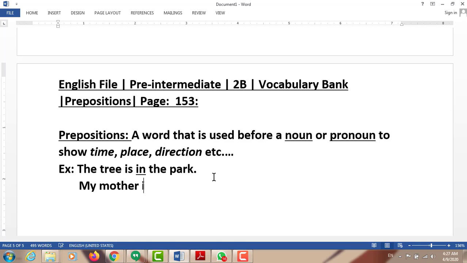My mother is at home. My mother is what? At home. Now, this at is a preposition. What does it do? This at shows direction. You can use it for place, for time, and for direction as well. So today we are talking about these prepositions. First, we will be talking about in.